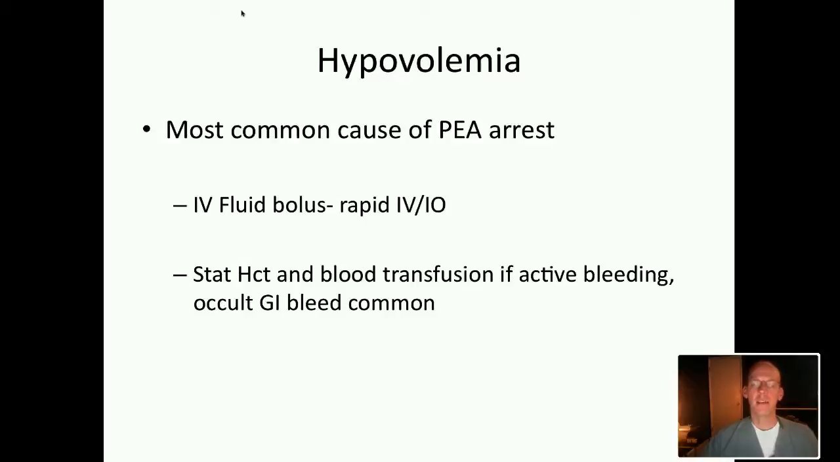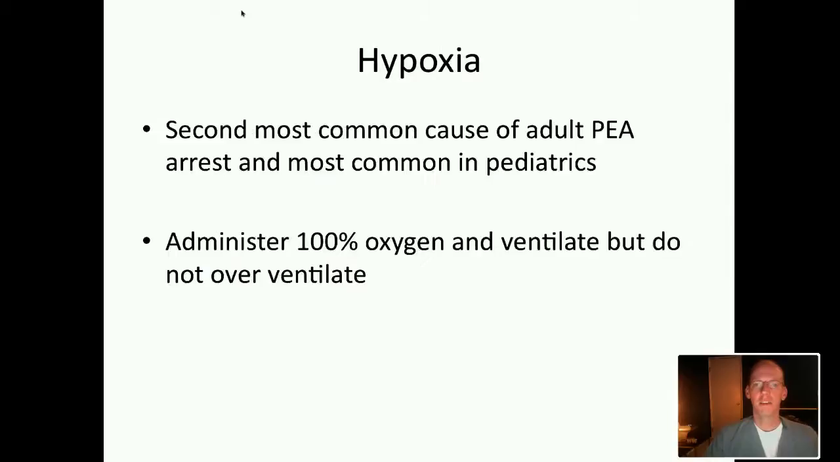And always keep in mind an occult GI bleed, just because you don't see the bleeding. A patient that's been bleeding in their gut, especially in the hospitalized setting, maybe no one realized that the patient had a GI bleed, and this could result in a hypovolemic PEA arrest. So always keep that in the back of your mind. Not uncommon in hospitalized patients, and obviously the most common cause in all arrest. Second most common cause, hypoxemia. So this is the second most common cause in adults. It's the most common cause in pediatrics.